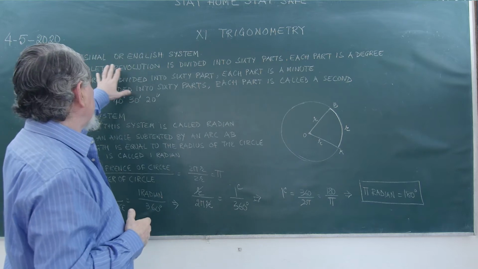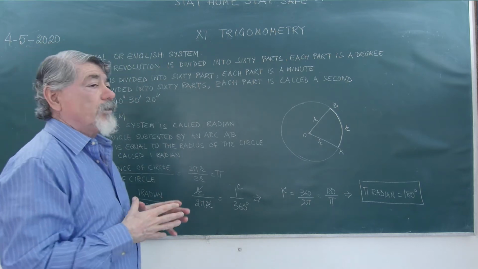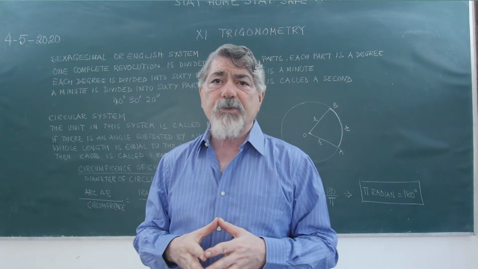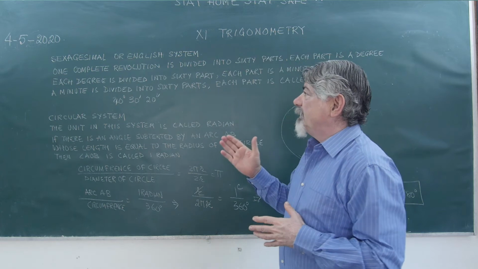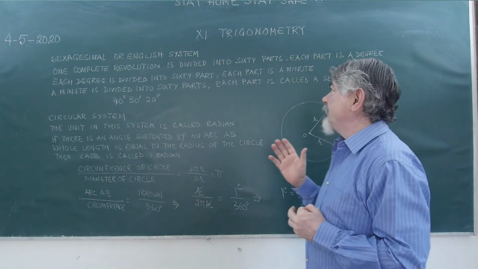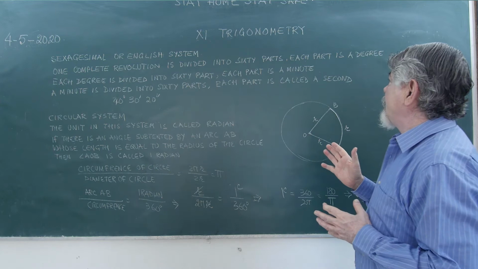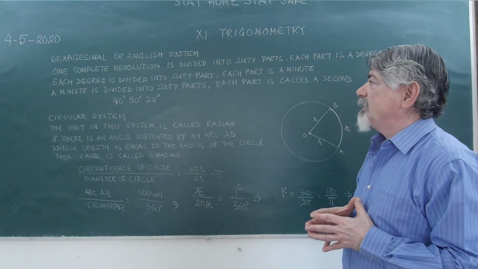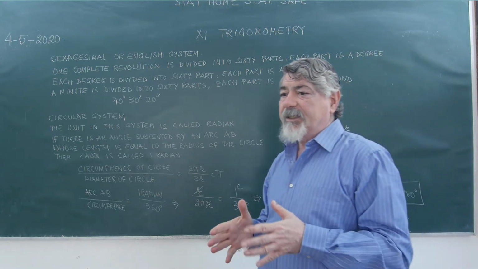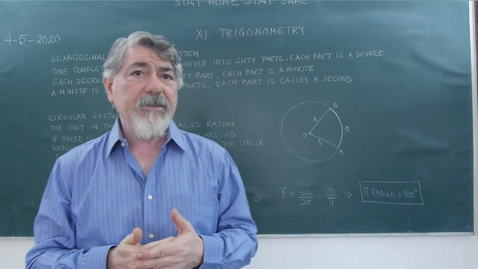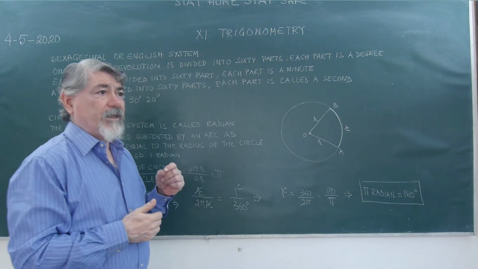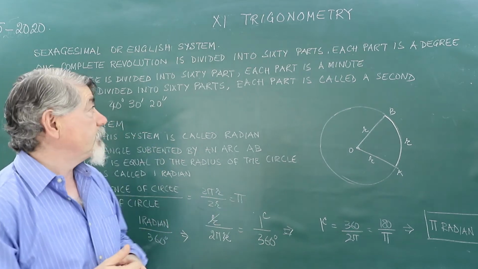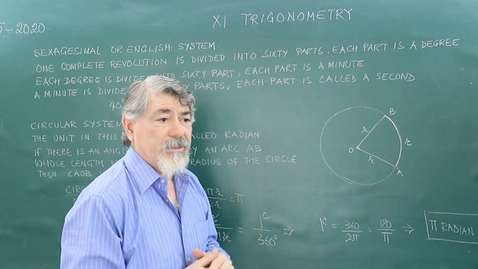This system, sexagesimal or English system, you have studied in prep school also, even in junior school also, where one complete revolution is divided into 60 parts. Each part is called a degree. Each degree is divided into 60 parts, and each part of that degree is called a minute, and a minute is divided into 60 parts, and each part is called a second.